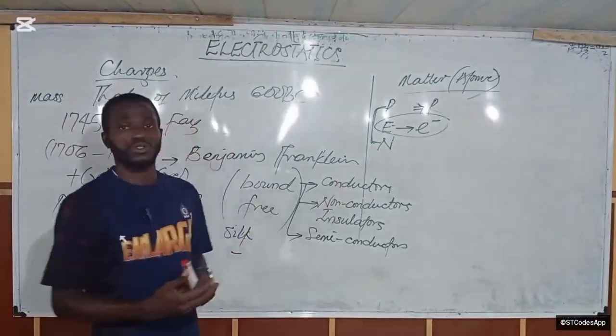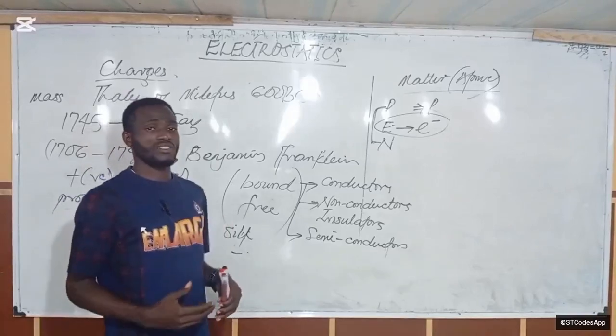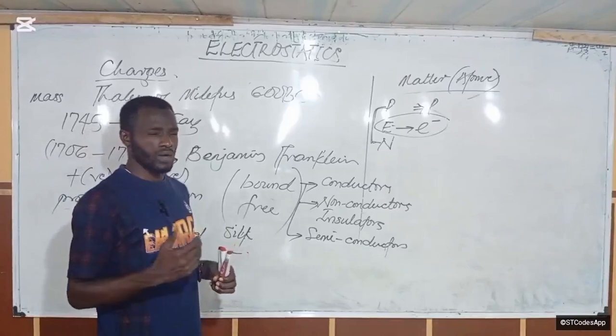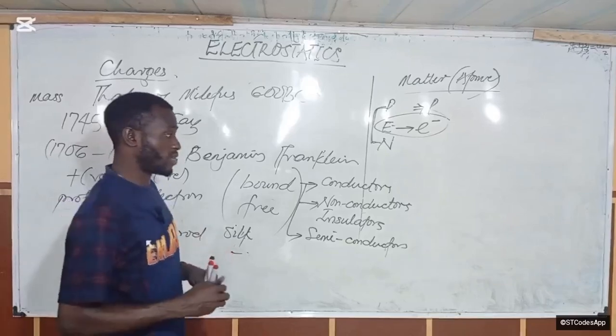So an example of conductors are generally metals. They have a lot of free electrons, and that is why we call them mobile electrons. So that is why they are good conductors of electricity.